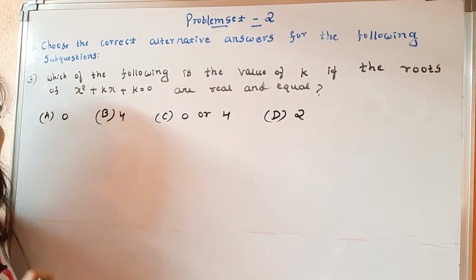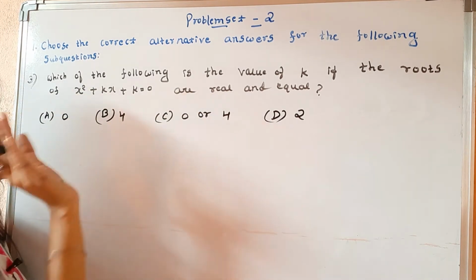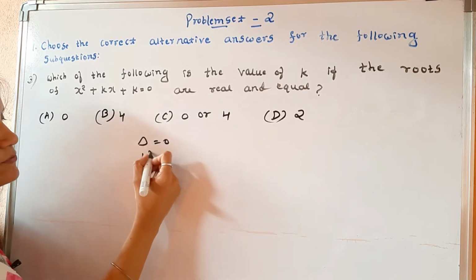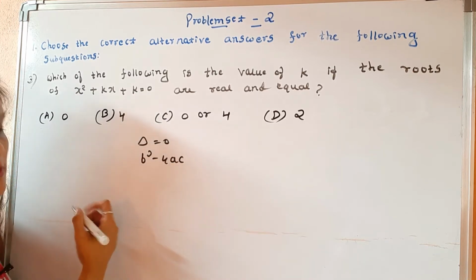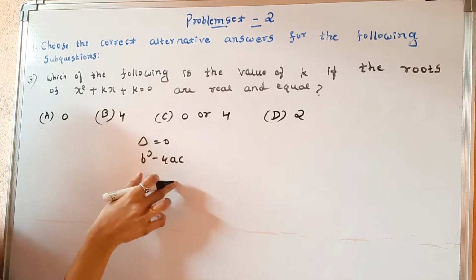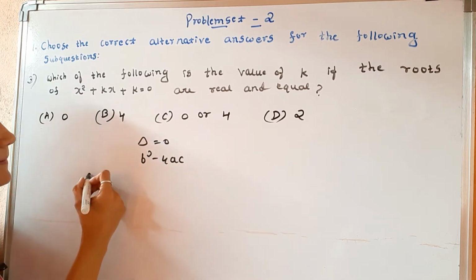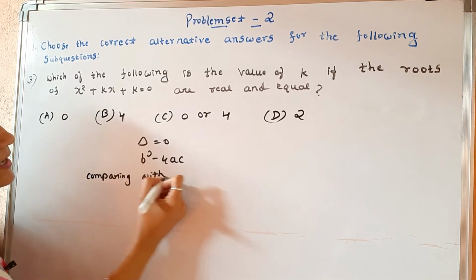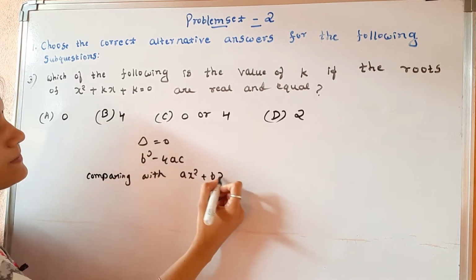Students, we know that when the roots are real and equal, delta will be 0. Delta means b square minus 4ac. For this we have to compare. See here, comparing with ax square plus bx plus c is equal to 0.